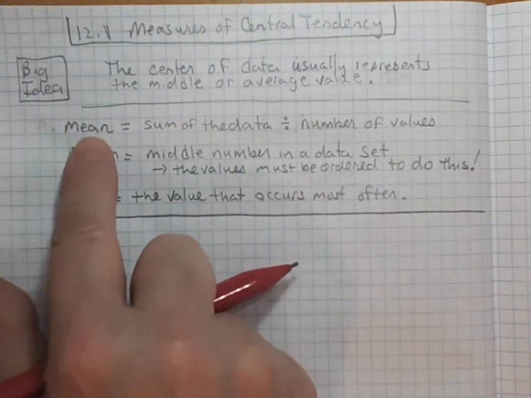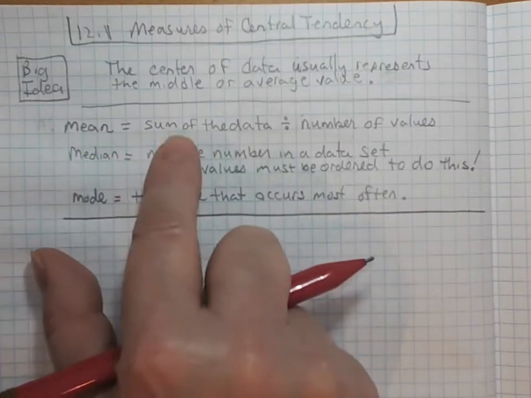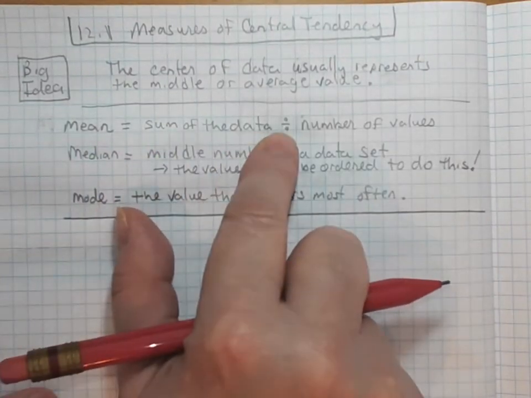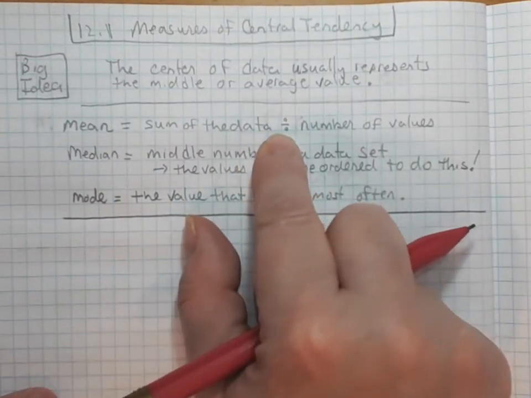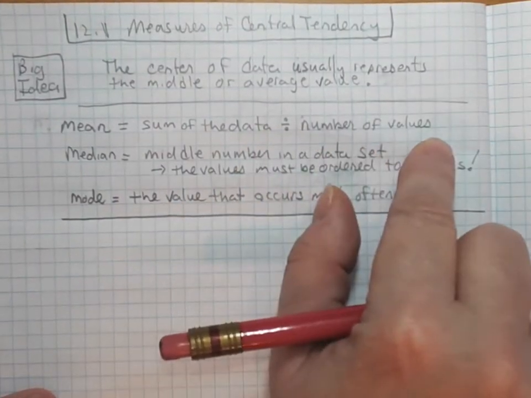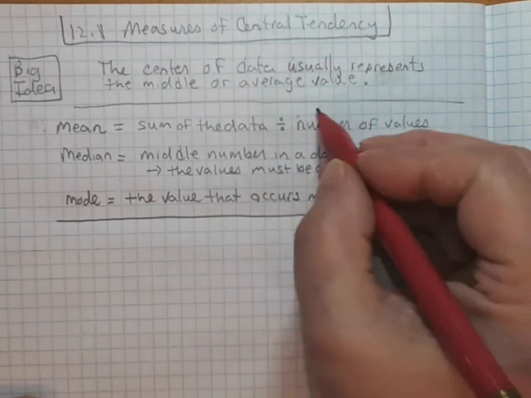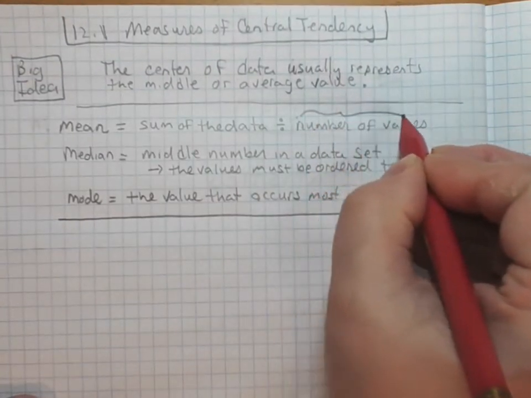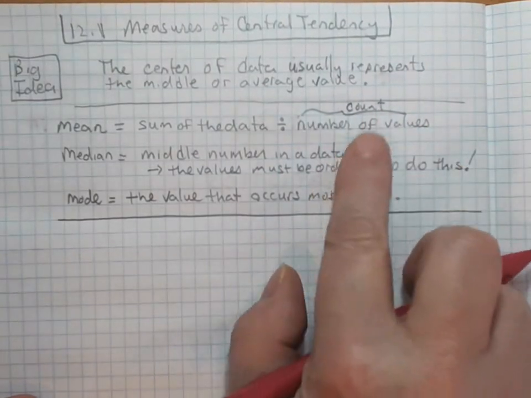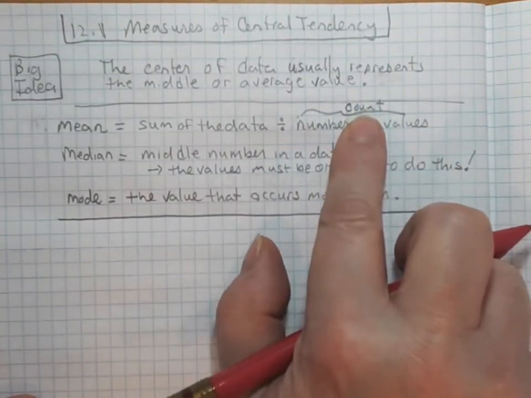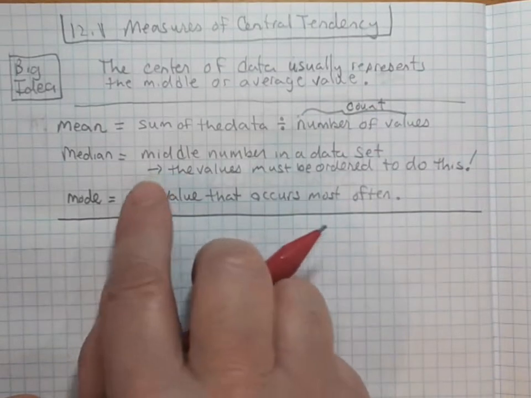One is to find the mean, which is you add up all the data, all of the numbers, and then you divide by how many numbers you're adding. That's called the number of values, or another way to say it is we call that the count. How many people are on your team? How many students are at the school? All right, things like that.